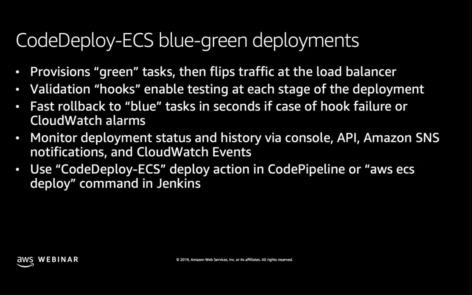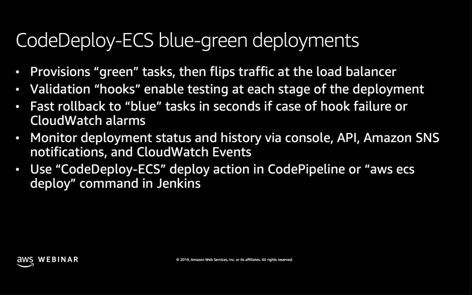So when you're doing a blue-green deployment in ECS, that means that you have a set of tasks that already are running your code. So we'll call those tasks the blue tasks. And when you do a new deployment, it's going to provision a new set of tasks called the green tasks, and then it flips traffic to those tasks from the load balancer.